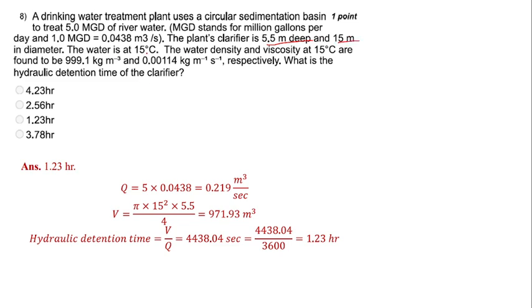Water is at 15 degrees Celsius. Water density and viscosity at 15 degrees Celsius are 999.1 kg per meter cube and 0.00114 kg per meter second respectively. What is the hydraulic detention time of the clarifier? So the question asks us to find the hydraulic detention time. We know that theta is equal to V by Q.